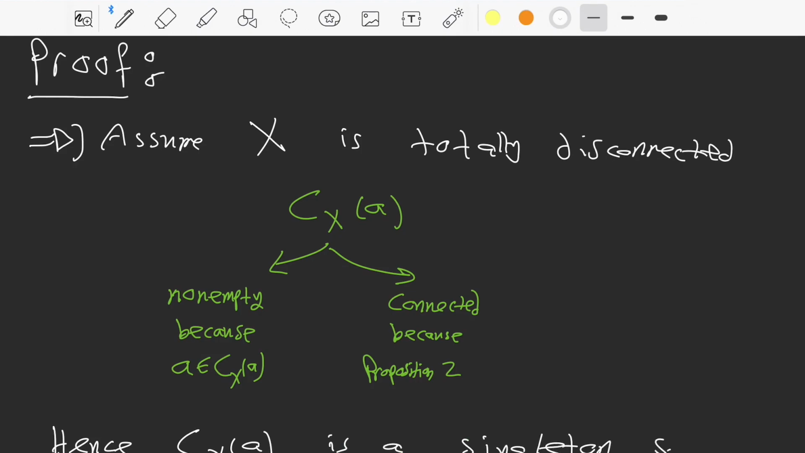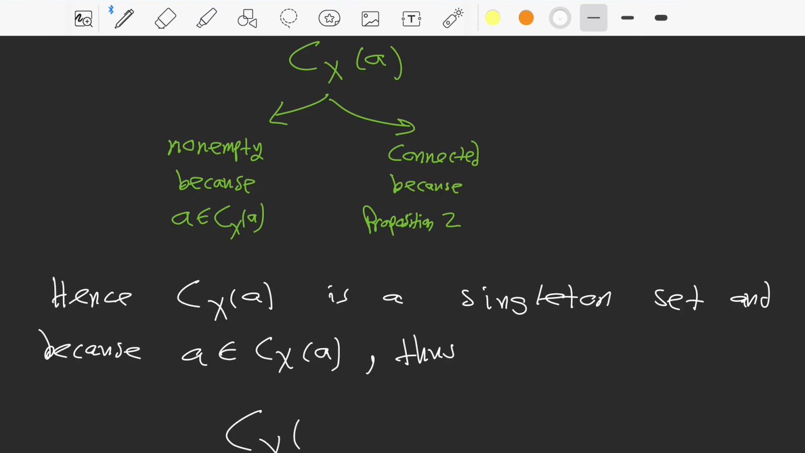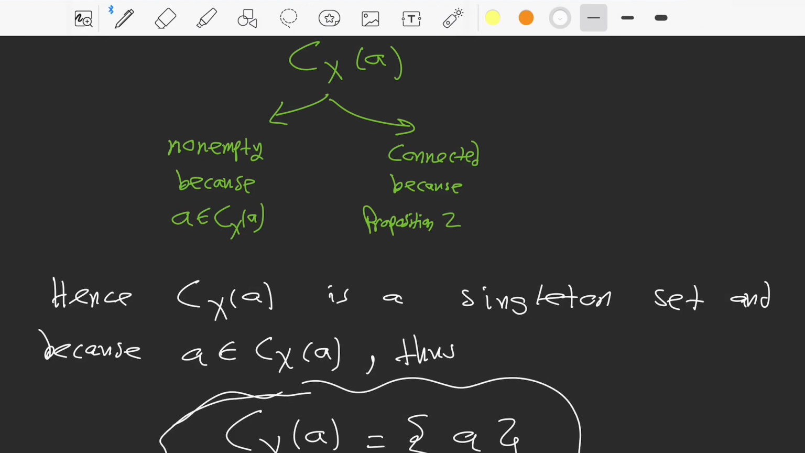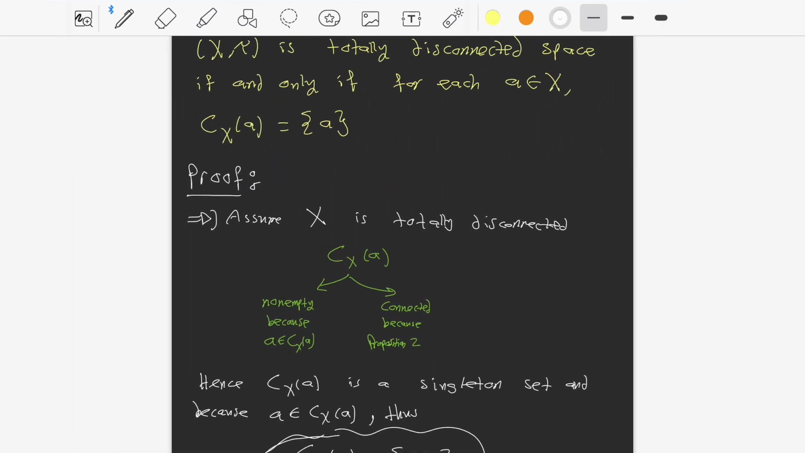Now, if it is a singleton set, and because A is already there in this connected component, thus we get C_x of A is just the set exactly A. And that's exactly what we want to prove. And this is the first part of the story, which really makes sense because this is the only singleton that we have containing the A.